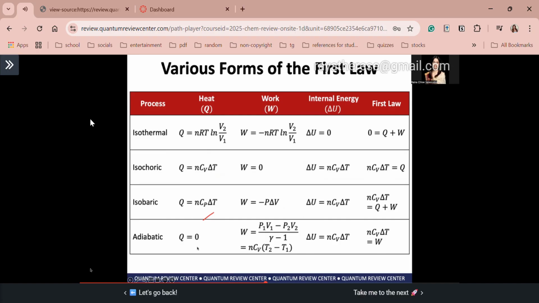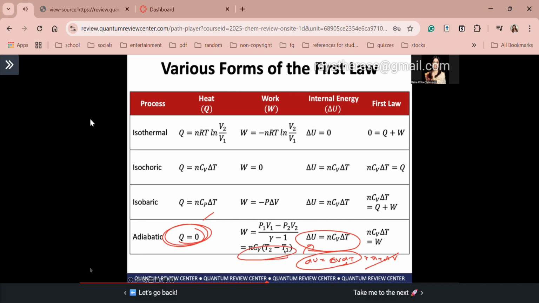Lastly, for adiabatic processes, again, Q is equal to 0. Okay? Because it is an adiabatic process. And because of that, delta U is just equal to nCV delta T. So that is because of this equation again. Okay? The pi T dV term cancels. Therefore, this is your delta U. So work is just equal to nCV delta T.